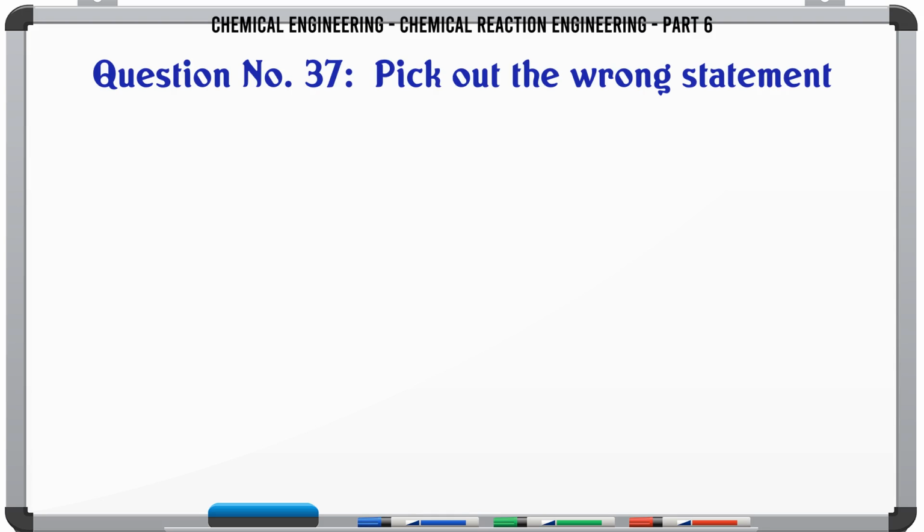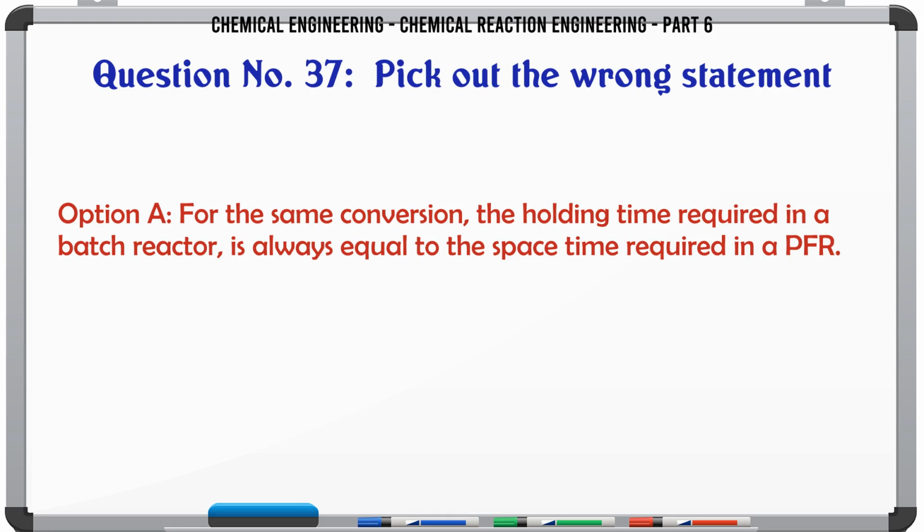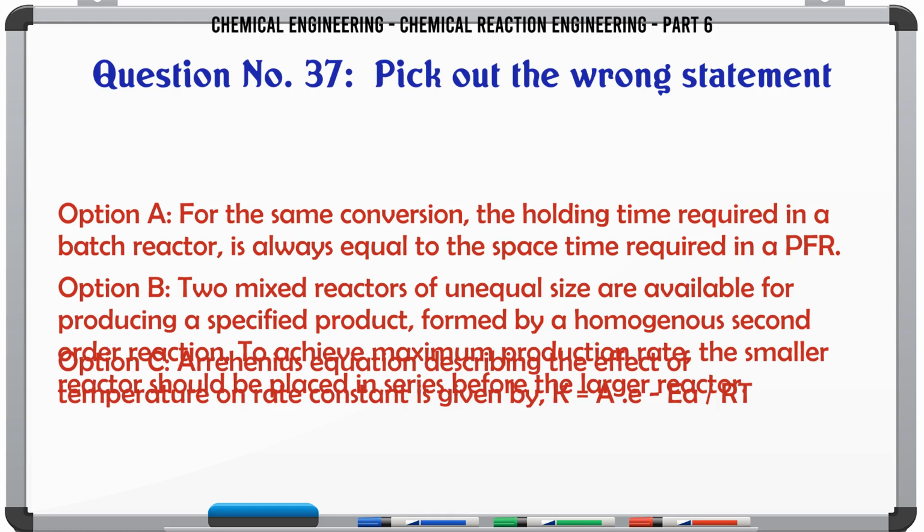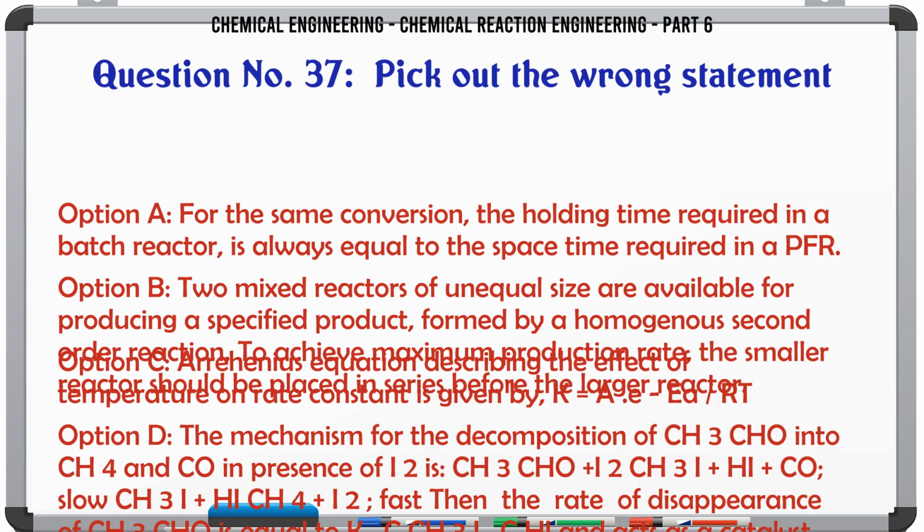Pick out the wrong statement. A. For the same conversion, the holding time required in a batch reactor is always equal to the space-time required in a P.F.R. B. Two mixed reactors of unequal size are available for producing a specified product formed by a homogeneous second-order reaction. To achieve maximum production rate, the smaller reactor should be placed in series before the larger reactor.